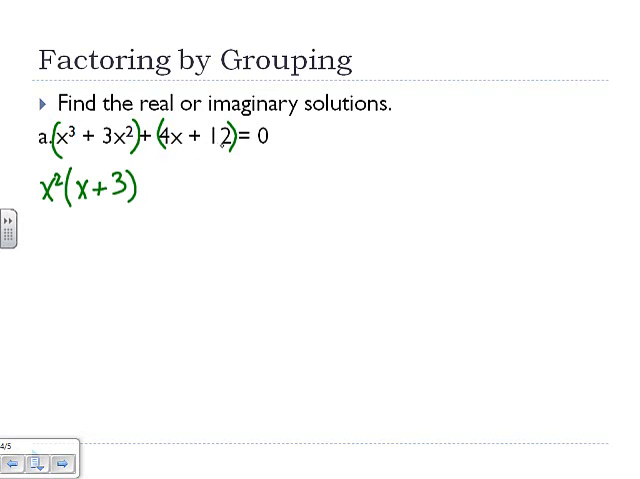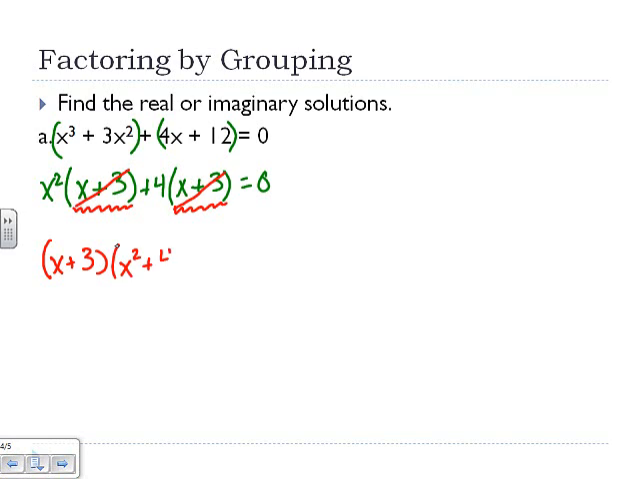Then we look at our second parentheses. This parentheses has a positive 4 in common that we can take out, and what's left is also an x plus 3. Now, if you notice, both of these terms have the group x plus 3 in common. So we take out that group, x plus 3, and what's left is x squared plus 4.